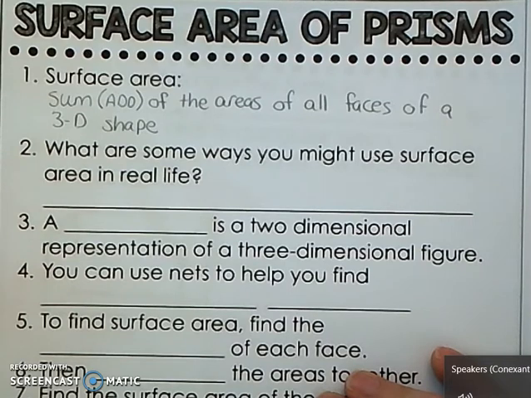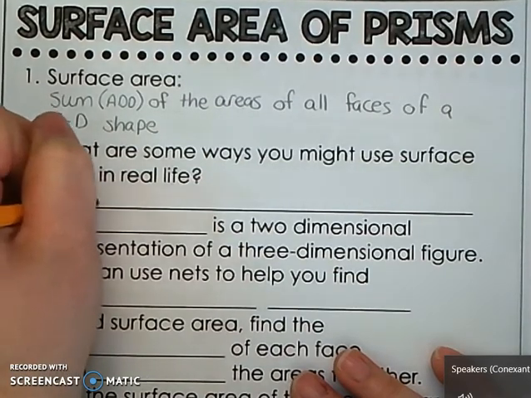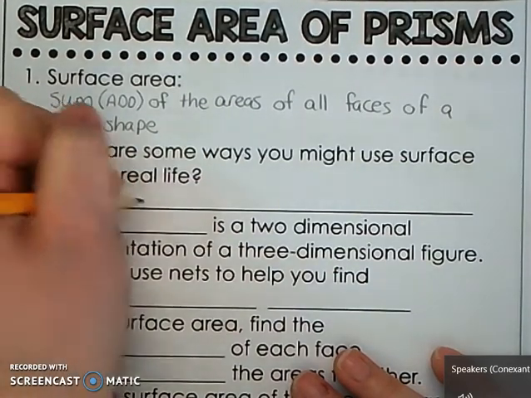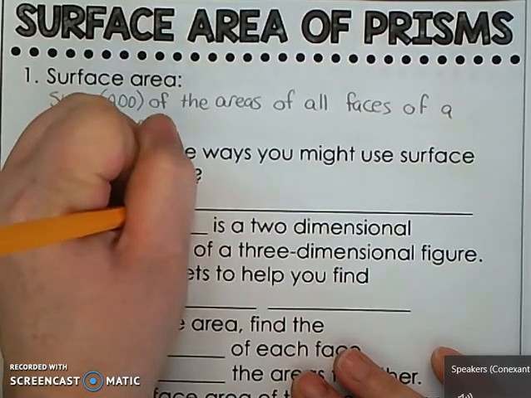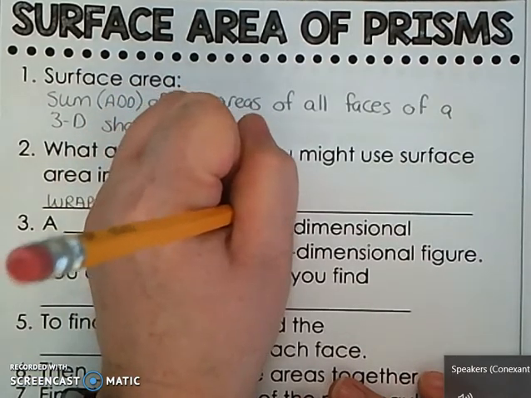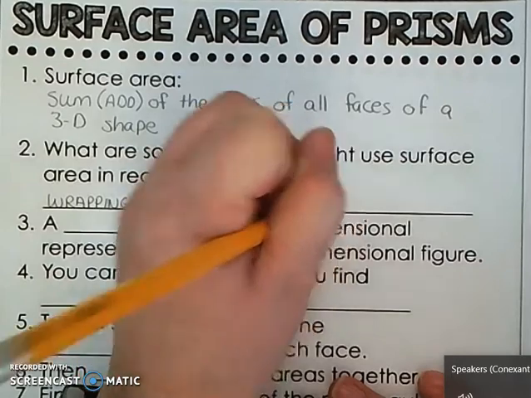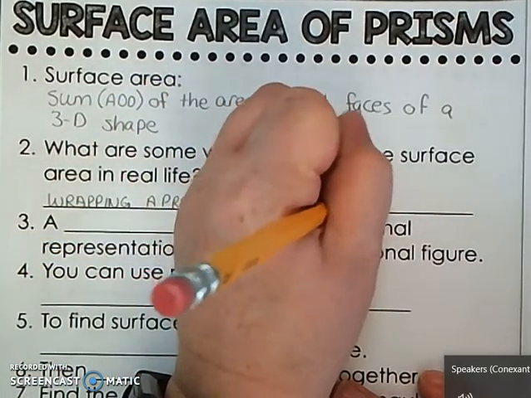Examples of when you'll see surface area are when you're wrapping a present, so wrapping paper, or a cardboard box that a package is delivered in. That's all surface area. It's the amount of space needed to cover something.